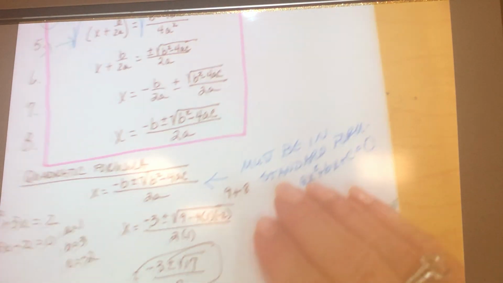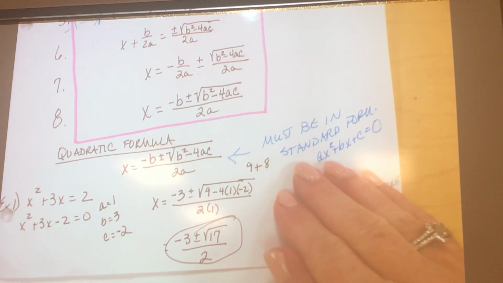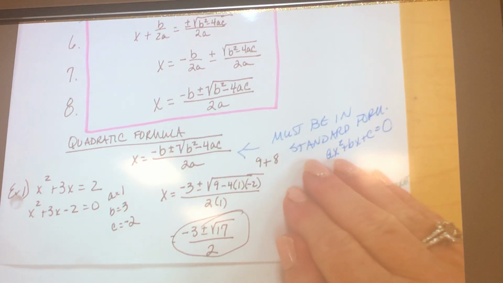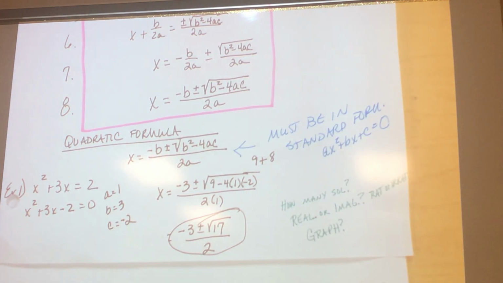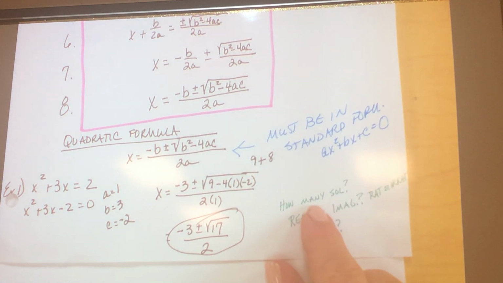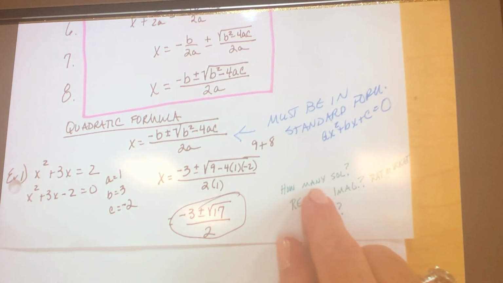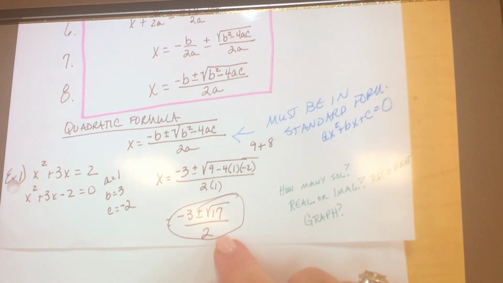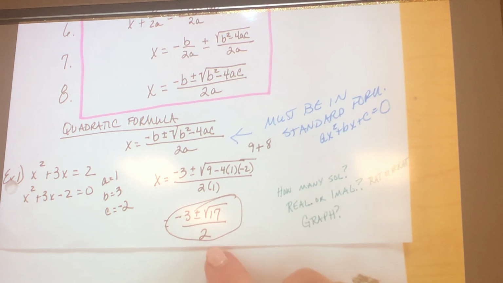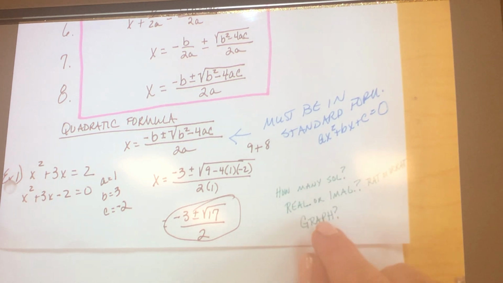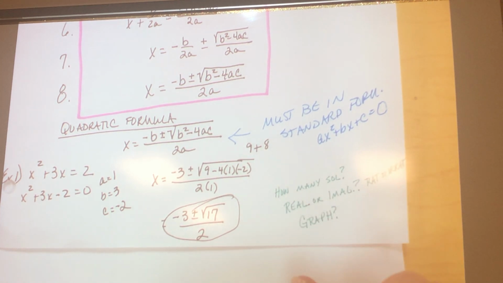Here's what I want to do. This is the problem that y'all worked yesterday. It was the last problem that we did. Are you with me? So I've got some questions for you. First of all, how many solutions do I have? 2. Negative 3 plus the square root of 17 over 2 and negative 3 minus the square root of 17 over 2. Everybody agree with me? 2 solutions. Are they real or imaginary?